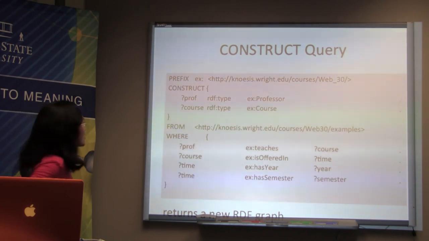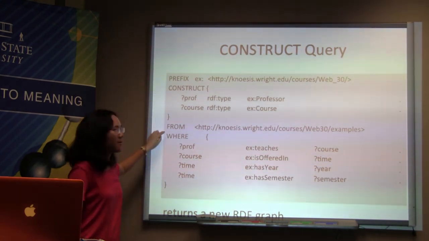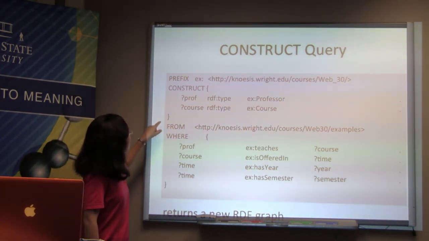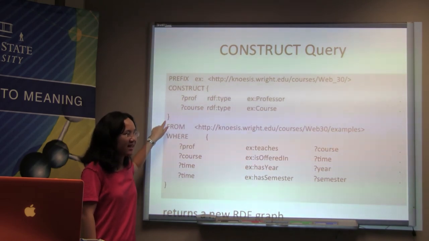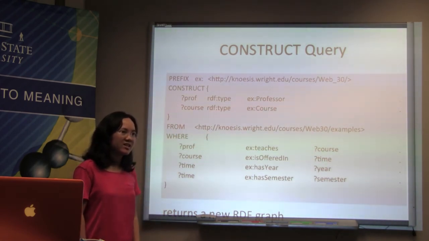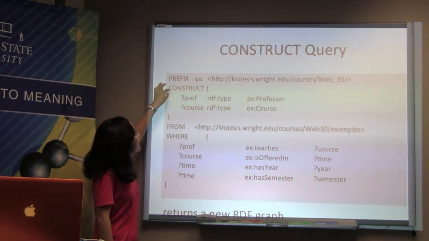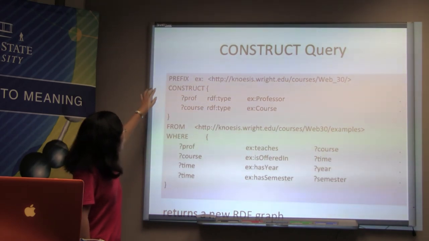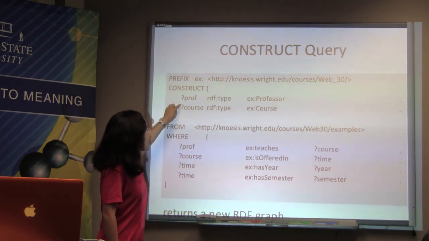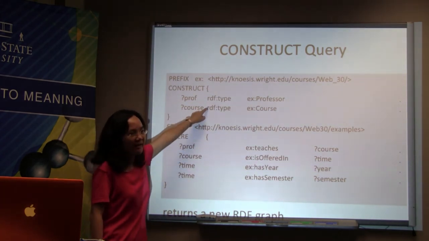So these are the construct queries. If you look at this, it will have construct, from, and where, similar to the select, right? The difference here is we have a construct clause instead of a select clause. Now the from and where parts are similar to the select queries. So in the construct, this keyword allows us to specify the graph formed by the variables or the URIs from the where clause.